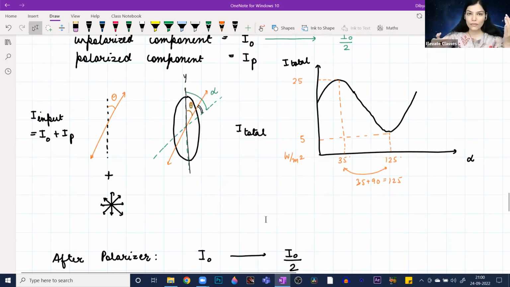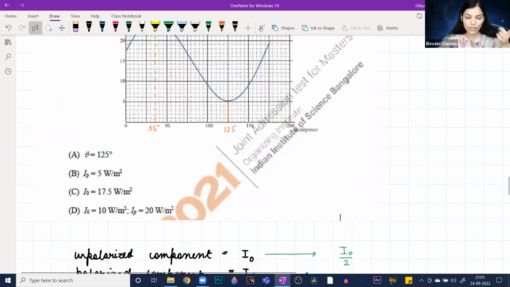पर हमें थीटा का वैल्यू कैसे पता चल जाएगा? अल्फा का वो वैल्यू जिसके ऊपर मैक्सिमम इंटेंसिटी मिल रही है, वो correspond करेगा theta की value को, because then they will be parallel to each other. So then theta is equal to 35 degrees. So option A is not correct.